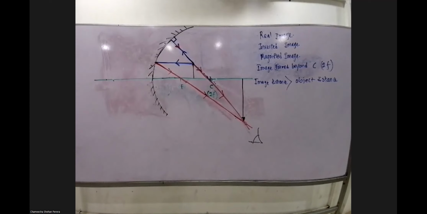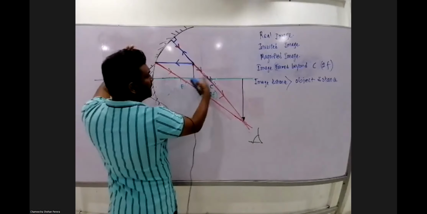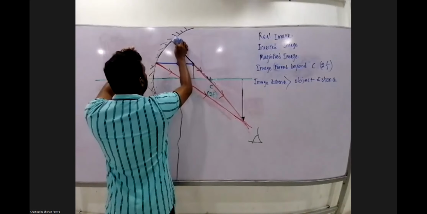When the object is on the center of curvature. All right. Okay. Then take the object next. We are taking it onto the center of curvature.